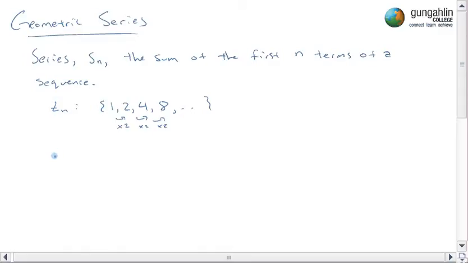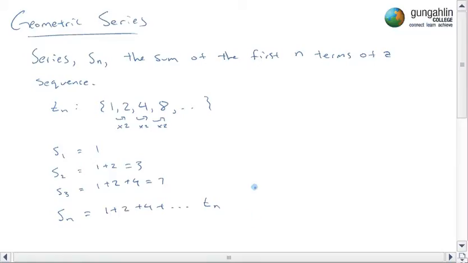So the geometric series of this sequence would be, say, S1, right? S1 would be the sum of the first term, so that's just 1. S2 would be the sum of the first two terms, so 1 plus 2 is equal to 3. S3 would be 1 plus 2 plus 4, right, which is 7, etc., etc., until we got up to Sn, which would be 1 plus 2 plus 4 plus ... up until Tn.